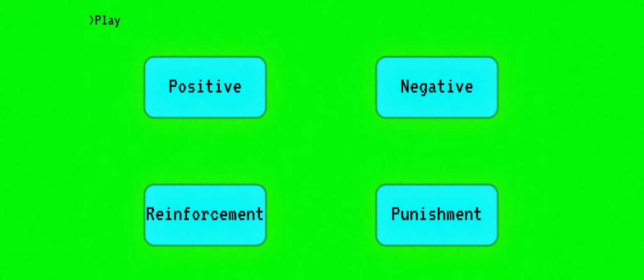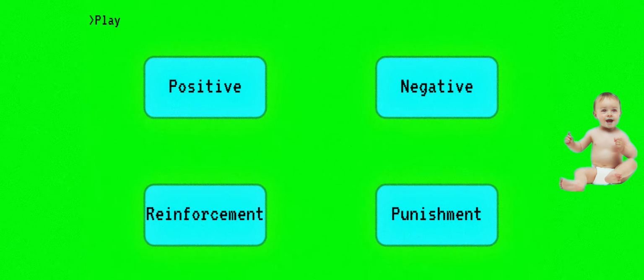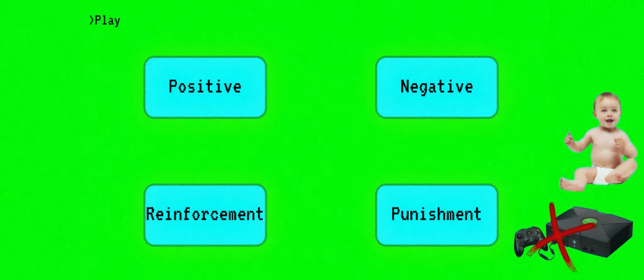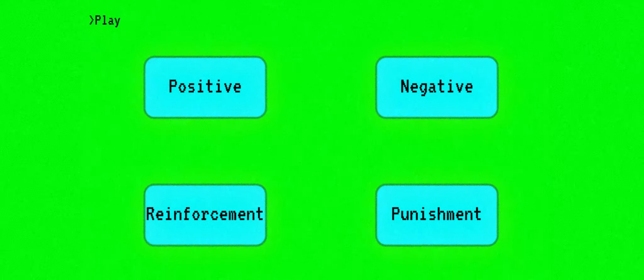Now, you could also have negative reinforcement, in which, say, little Timmy doesn't get to play the Xbox until he gets an A on a test. Well, now, after Timmy gets an A on his test, you remove the ban on the Xbox, and then he gets to play his games, which is a negative. You're taking away something to reinforce something.